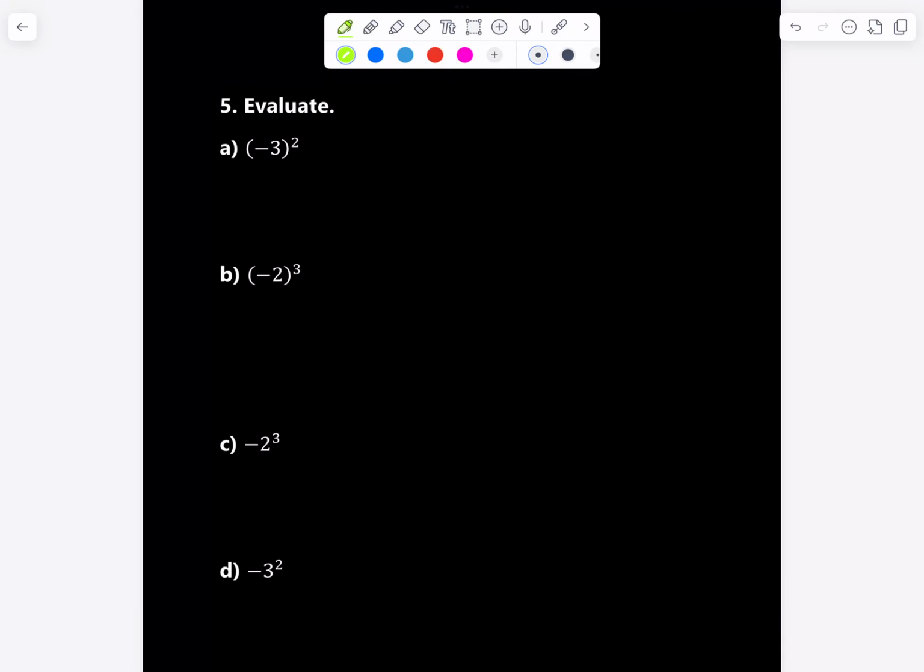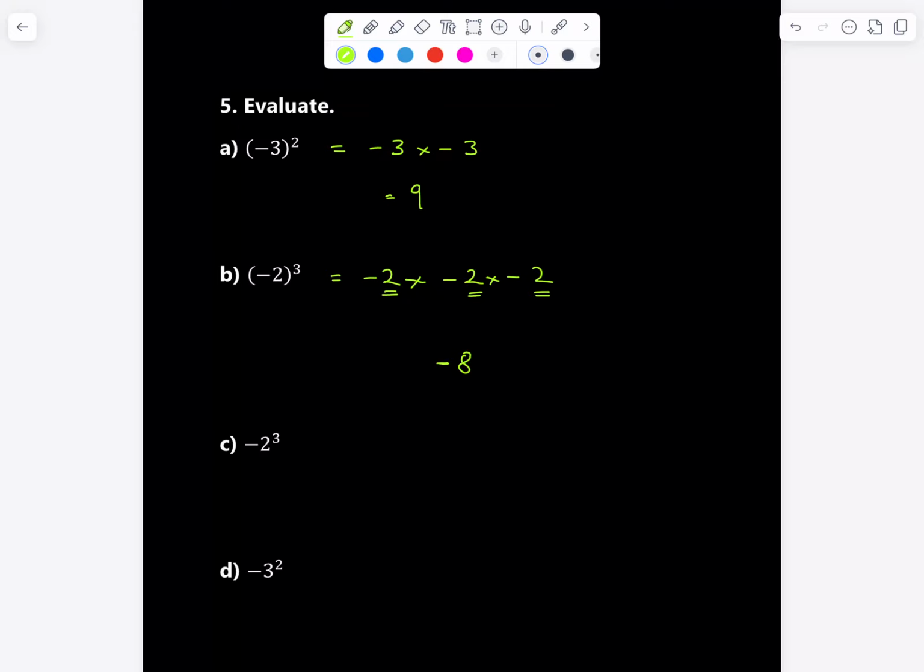Our first one says -3 in brackets squared. So that basically means negative 3 times negative 3. A negative multiplied by a negative is a positive. So this should be +9. What about B? Well, that says -2 in brackets cubed. So that's negative 2 times negative 2 times negative 2. So let's just do the numbers first. 2 times 2 times 2. 2 times 2 is 4. 4 times 2 is 8. What about the sign? Well, we've got a negative times a negative, which is a positive. And then you've got a positive times a negative, which would mean it is negative. So it should be -8.